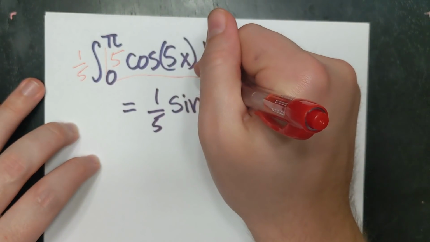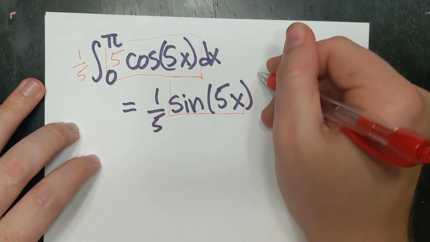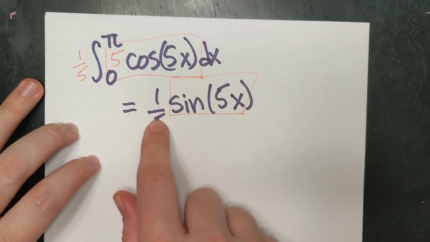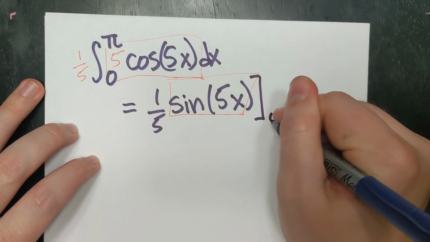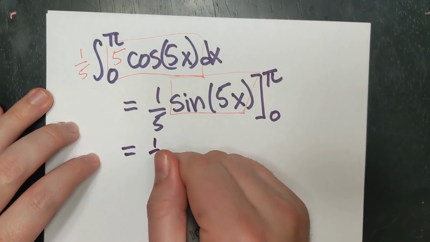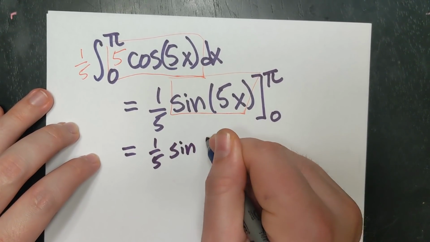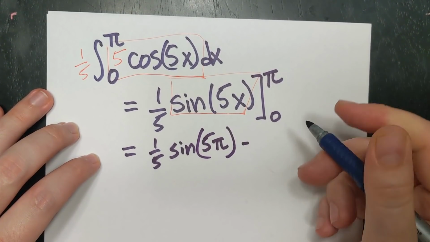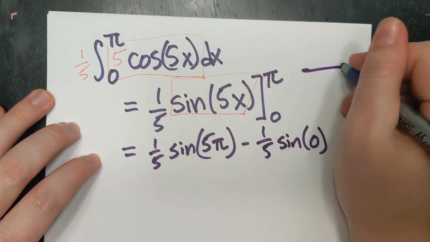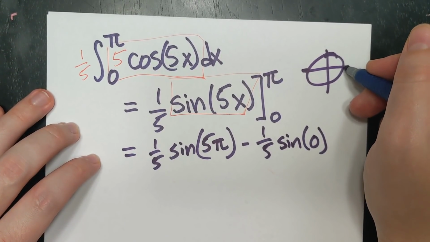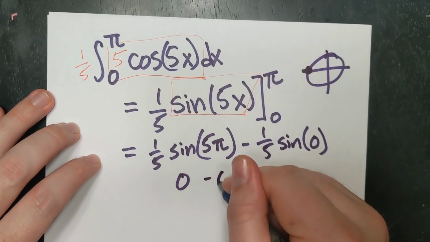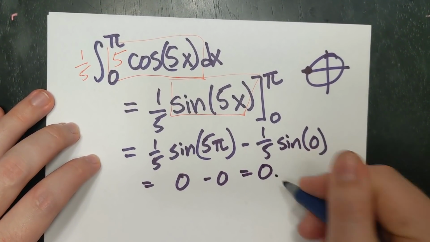This whole thing, its antiderivative just becomes your sine of 5x. And then you have the 1/5 lingering, which goes out front. And then you want to calculate from 0 to pi. And so you get 1/5 of sine of 5 pi minus 1/5 sine of 0. And if you remember your unit circle really fast, 5 pi, well, that's an odd number of pi's. That's going to be over here. That's 0. And sine of 0 is also 0. So this just comes out to be 0.